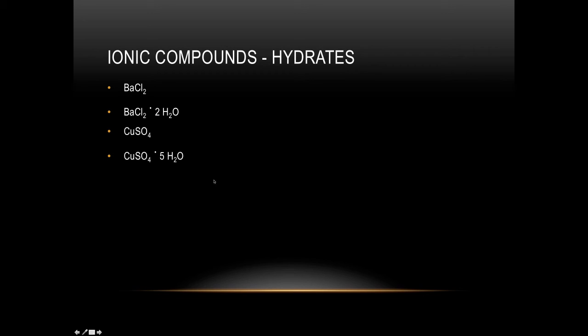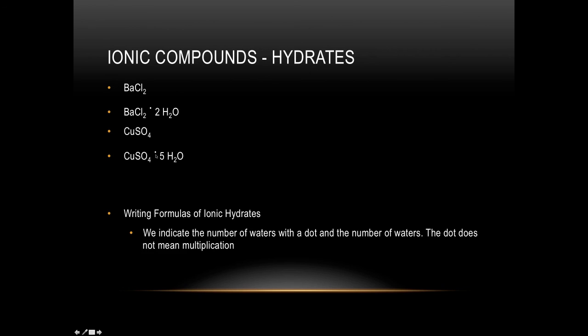So, differences between an anhydrous compound and a hydrate. Anhydrous, no water present. Hydrate, we indicate how many waters are present in the chemical crystalline structure, in the chemical formula, using this dot and the quantity. Copper sulfate anhydrous, copper sulfate pentahydrate. Again, we indicate a hydrate using the dot followed by the number of waters. This dot does not mean multiplication. I want you to understand that this dot does not mean multiplication.